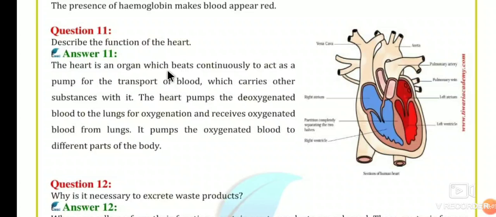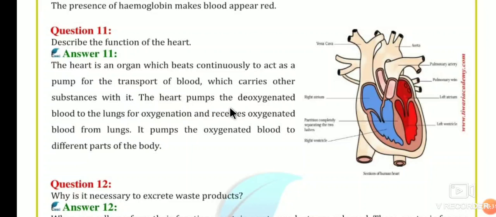The heart is an organ which beats continuously to act as a pump. Why? For the transport of blood, and also to carry other substances with it. So the heart acts as a continuous pump to transport the blood, and along with blood it carries different substances.